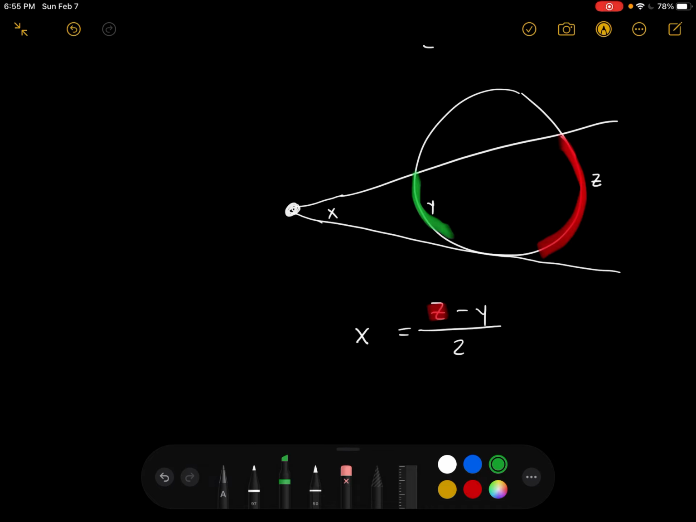So again, z, y, that's the number 2. All of that together divided by 2 is going to equal our x term.